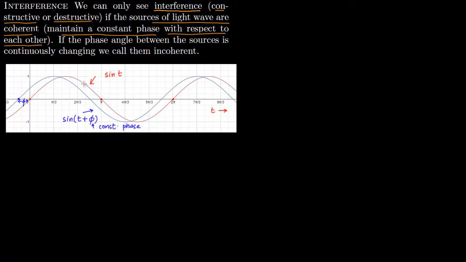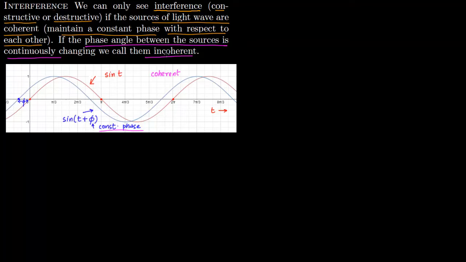So if there is a constant phase, then we can say that these two light waves are coherent. So the blue and the red are coherent, because you have a constant phase between them. Now if the phase angle between the sources continuously changes, so you had a constant phi here, suppose this phi is continuously changing, then we call them incoherent.